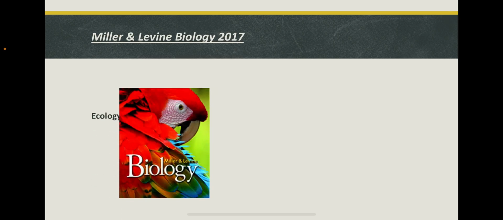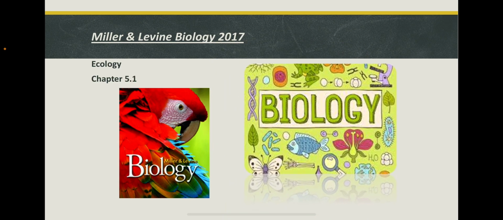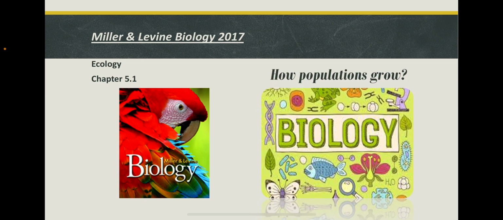Today, we are going to speak about a very important lesson. We are going to talk about biology. We are going to study from a book called Miller and Levine, Biology 2017. Here's the cover of the book, as you can see, and we are going to start with Ecology, chapter 5.1, How Populations Grow. Okay, let's go.